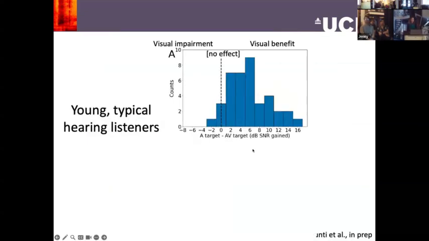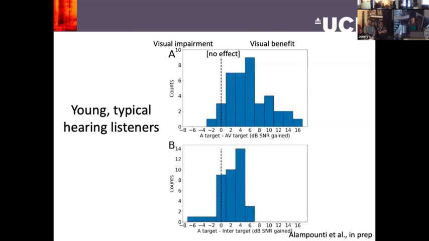And we can then measure something that we call a visual benefit, which is how much quieter can you make the target sound and still understand what's said when you have the video of the target. So here we have 30-something normal hearing listeners, and you can see that almost all the listeners have a kind of positive benefit. So they were essentially better able to follow speech when it was very quiet, when they had the talker's face in front of them.